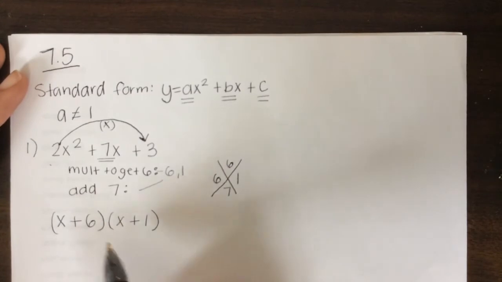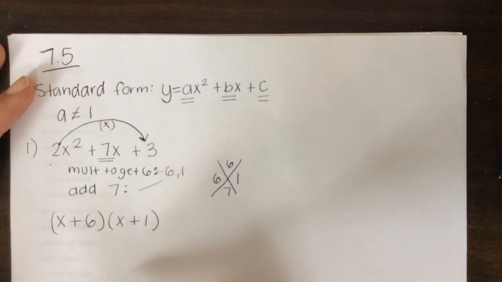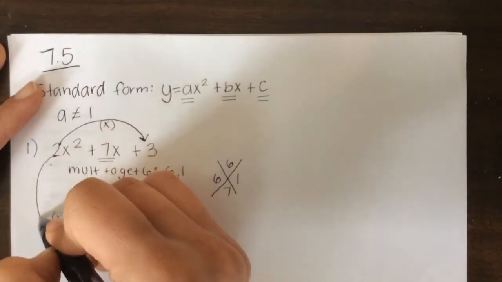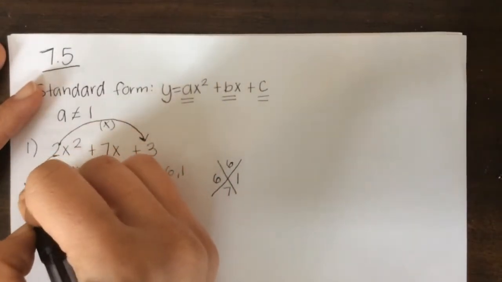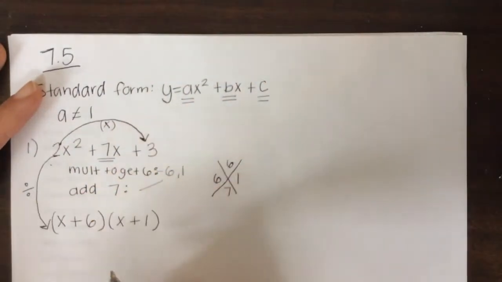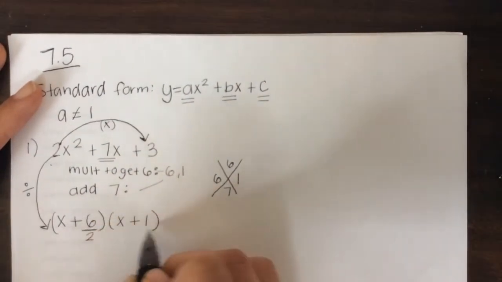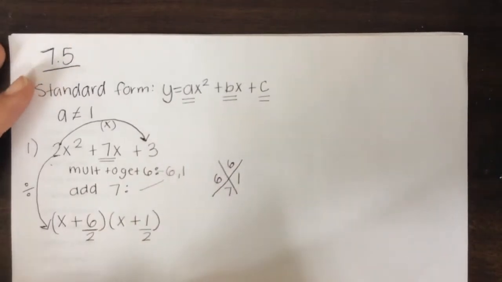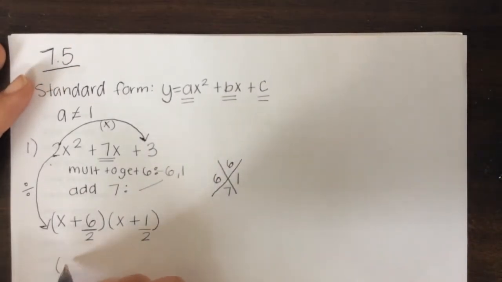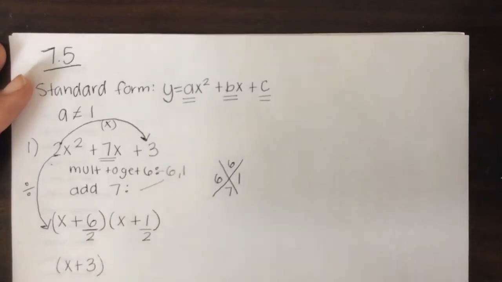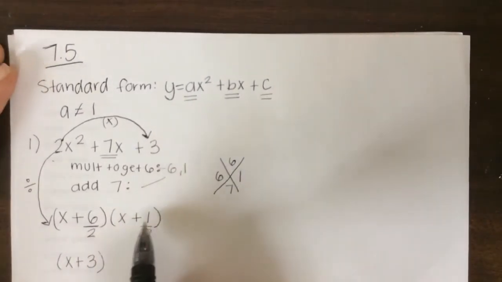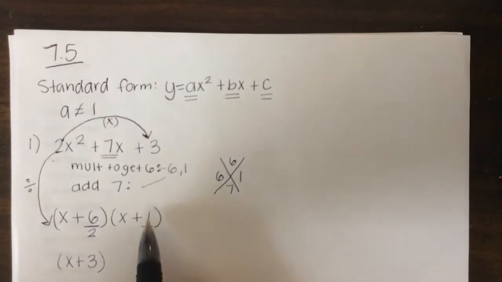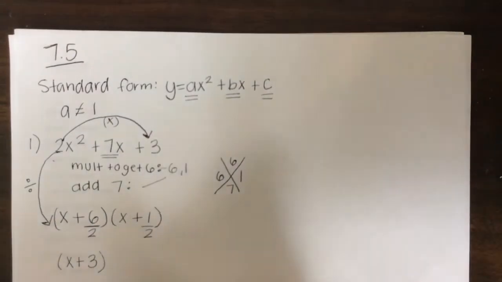So now that we have it broken up into our two factors, here comes the divide step. The 2 first slid at the beginning, and now it divides. So we divide each of our factors by that a value, and we reduce. So x plus 3, since 6 divided by 2 is 3. That's the reduced form of that fraction. Now, 1/2 is already in its reduced form.